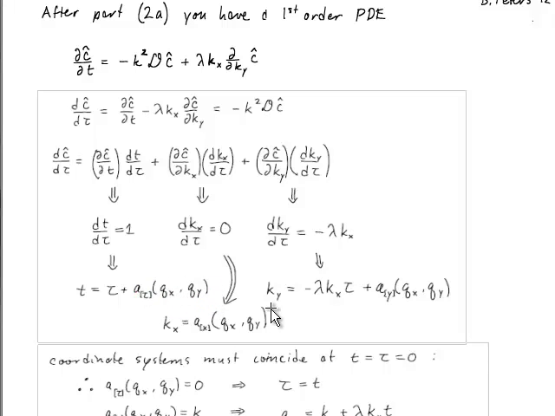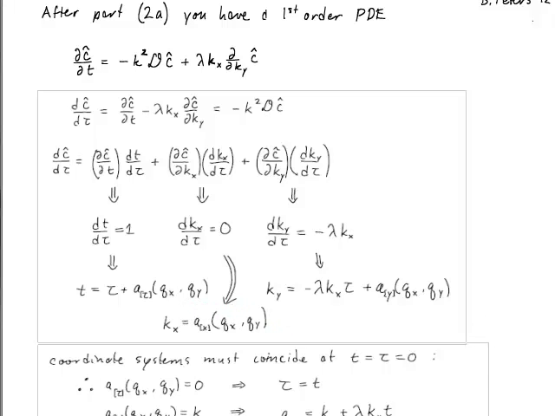And each of these things can be solved in similar fashion. ky just gives us the minus lambda kx times tau plus an undetermined coefficient that's going to, again, depend on qx and qy. And this equation is the easiest one to solve, of course. It just says that kx is some constant in tau, but it can depend on the qx and the qy terms, okay? So we don't want to forget that.